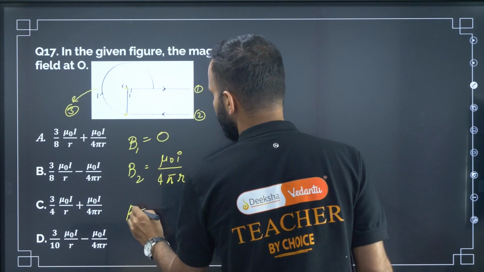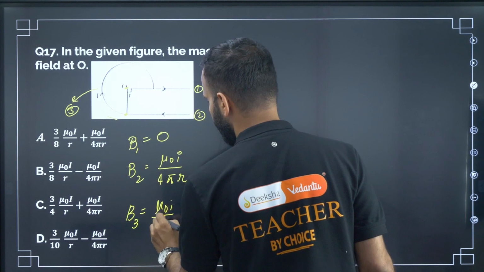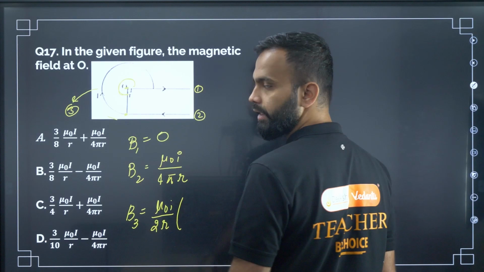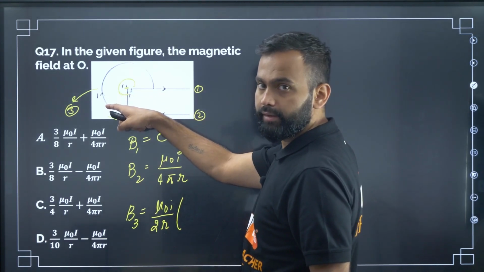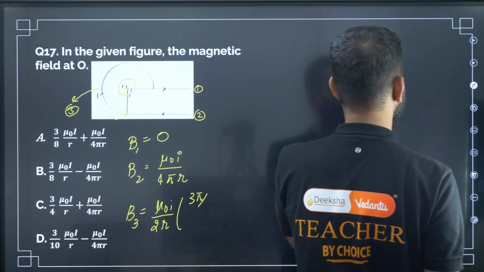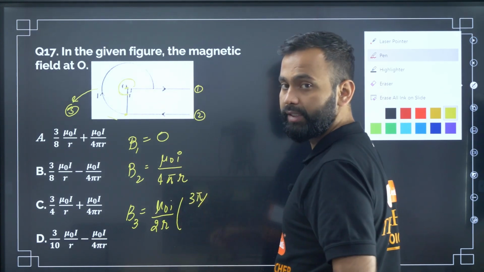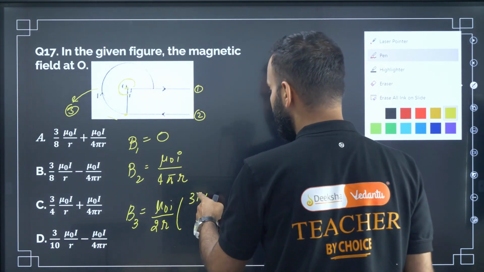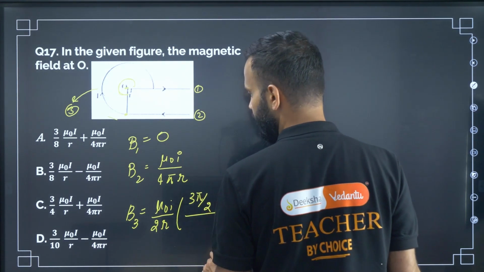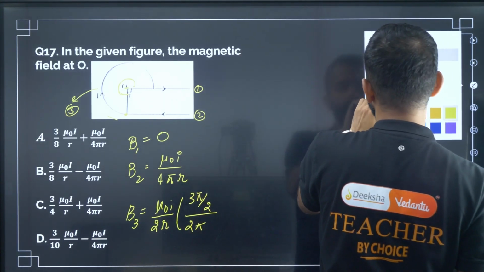Then B3, that is the magnetic field due to this arc, is mu naught I divided by 2r into theta. So what is the value of this angle? This angle is 270 degrees, that is 3 pi by 2. Sorry, 2 pi by 3? No, 2 pi by 3 is 120, so it is 3 pi by 2. 3 pi by 2 is 270. So theta divided by 2 pi gives 3 pi by 2 divided by 2 pi.